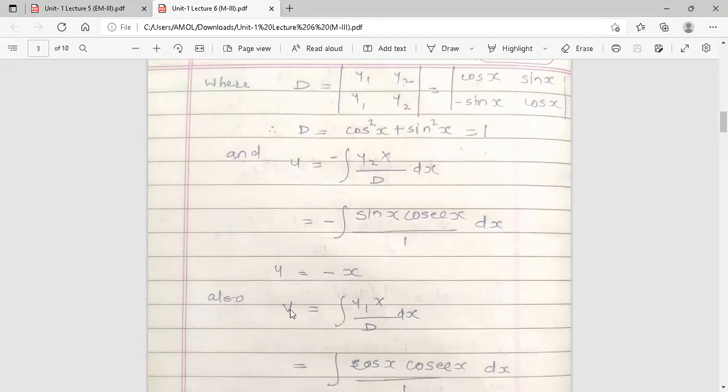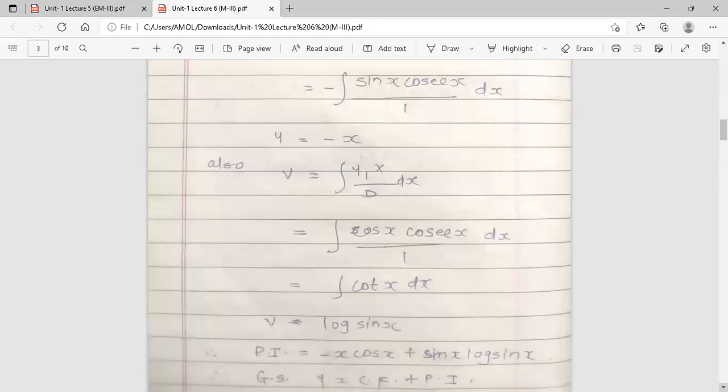Now how to find v? V is equal to integration y1 X upon d dx. Now what is y1? Y1 is cos x, X is cosec x, and the value of d is 1. You just put these values here and simplify it. Cosec x means 1 upon sin x, so cos x upon sin x is cot x.